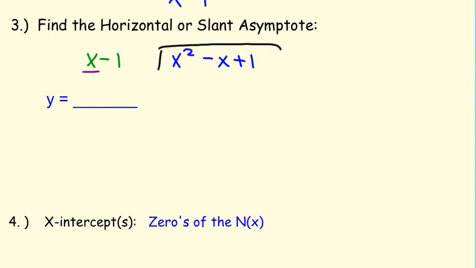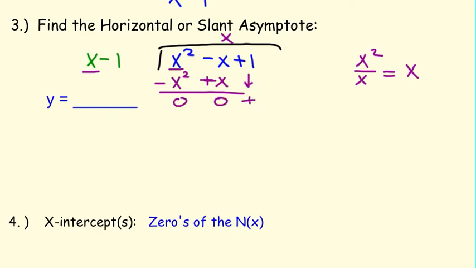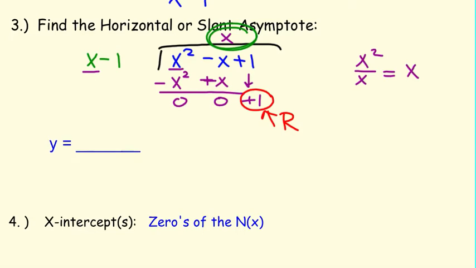So we say, how many times does x go into x squared? Off to the side, x squared divided by x is x. Multiply it. X times negative 1 is negative x. X times x is x squared. Change the signs. And we get 0, 0, bring down the 1. X cannot go into 1, so this is my remainder. So we only work with what's up on top. So our equation for our slant is what's up on top, y equals x.